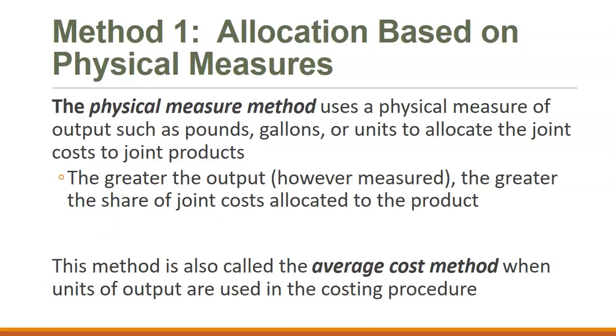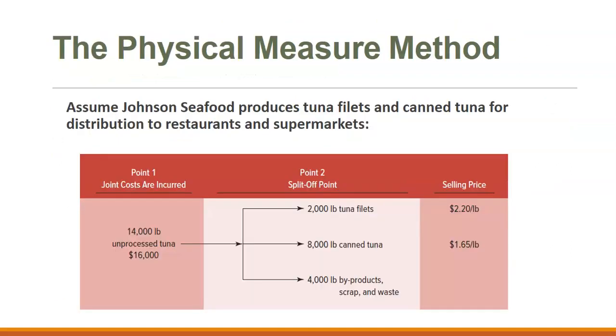So the physical measure method just uses the physical measure of output, such as pounds, gallons, or units, and allocates joint costs to products. The greater the output, the greater the share of joint costs allocated to that product. This method is also called the average cost method when units of output are used in the costing procedure.